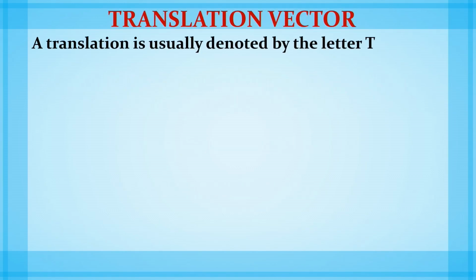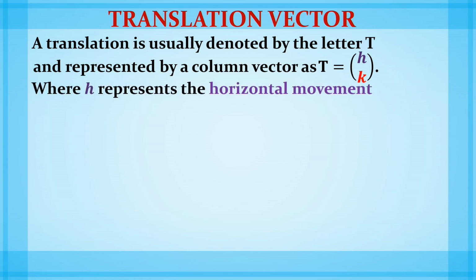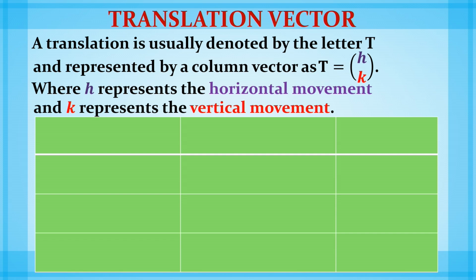A translation is usually denoted by the letter T and represented by a column vector as T having components H and K, where H represents the horizontal movement and K represents the vertical movement. Students, remember, H is also referred to as the horizontal component and K is also referred to as the vertical component.